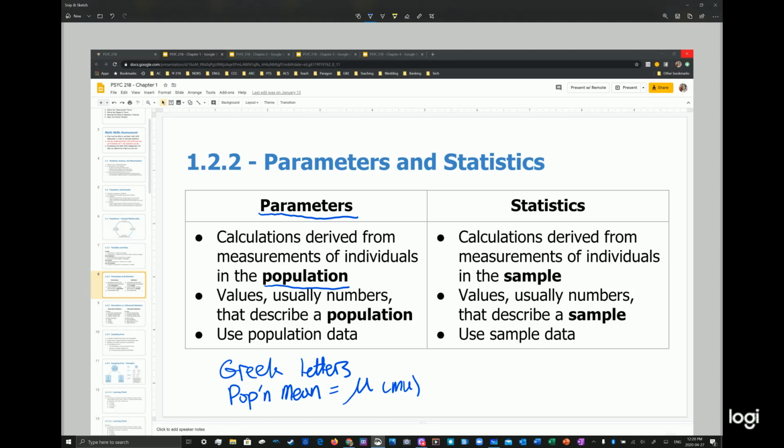And for statistics, we are asking sample data. This includes calculations from the sample data. So for example, if we want the sample mean, we don't use Greek letters, we use English letters. And those are your ABCDs and so on. So you can probably guess what letter we use for mean.